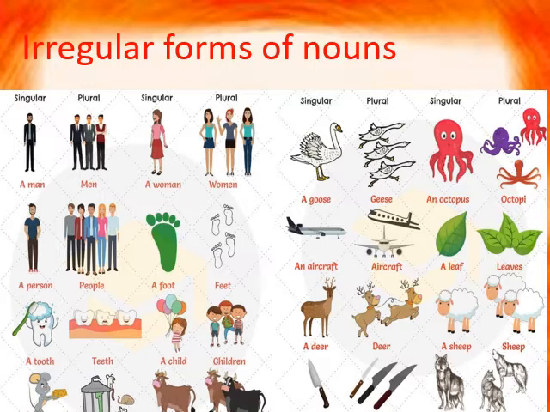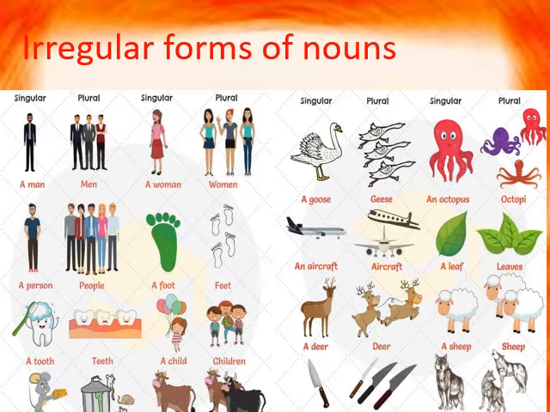Singular and plural forms. A goose. G-O-O-S-E, goose. Here in the plural form, there are many, so we call them geese. O is removed and E is written. In the singular form, an octopus. In the plural form, octopi. There are many octopus, so we call them octopi. US is removed and I is written.